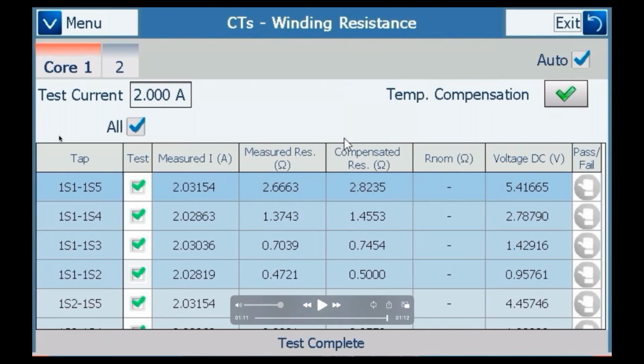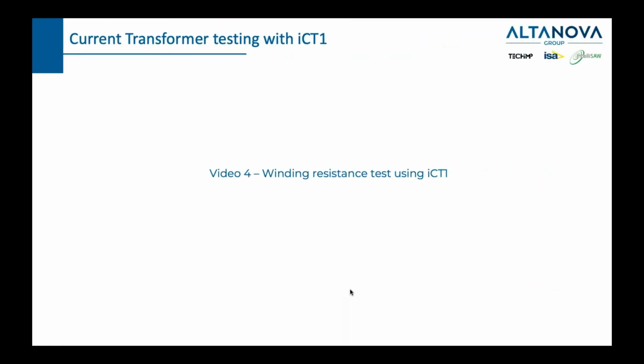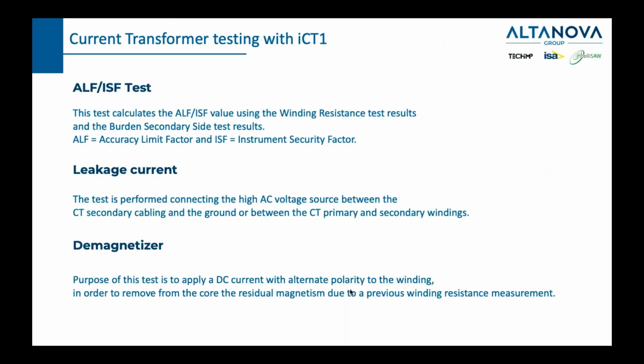You've seen that it's quite fast. In less than a minute, well, it's a minute and 12 seconds, but we also configured the measurement, we managed to measure all the necessary winding resistances. There are some other tests I want to inform you about. For example, the ALF ISEP test, which we automatically execute after you've done your winding resistance and burden of the secondary side. So this is not a separate thing which you do.